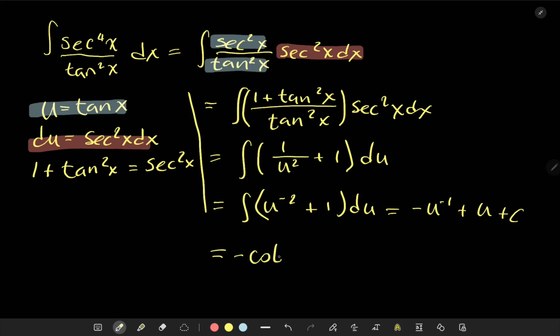So you could write this one as 1 over tangent, and the reciprocal of the tangent is just cotangent. So you can write cotangent x plus tangent x plus c, taking back your substitutions. That's another way to use it, where the tangent has a negative exponent. All right.